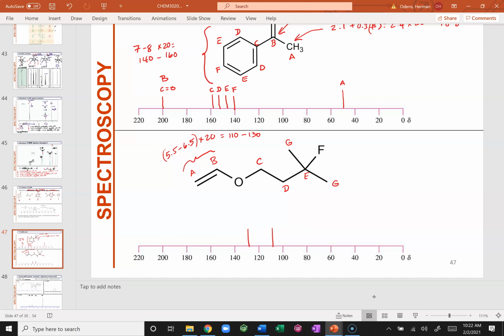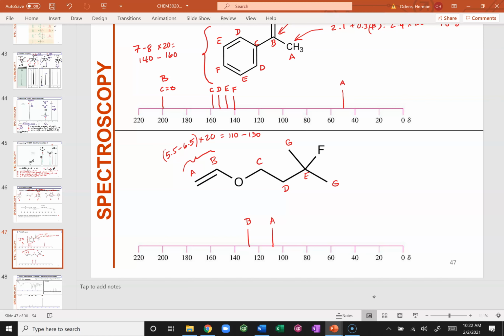So, what do I have here? Yeah, so which one will be the one that is dragged the most downfield? A or B? B. Why? It's closest to the oxygen. Very good. And then A will be this one.